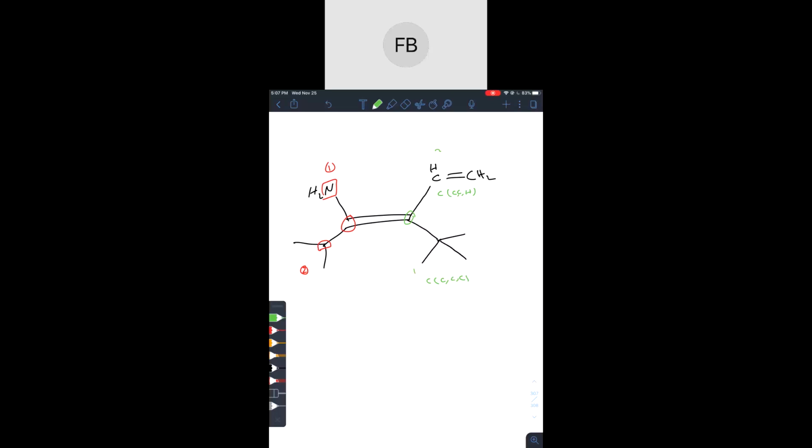Now we look at the way that these are set up. 1 and 1 are opposite from each other. So that means it's going to be E. E means that they're on opposite sides. Z means that they're on the same side.